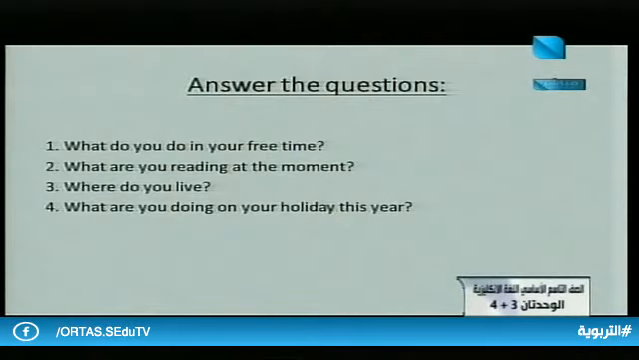What are you reading at the moment? Now we move to present continuous. The first one was present simple, now present continuous. And I advise them to pay attention because most probably they're going to use the same tense. So present simple, answer with present simple.